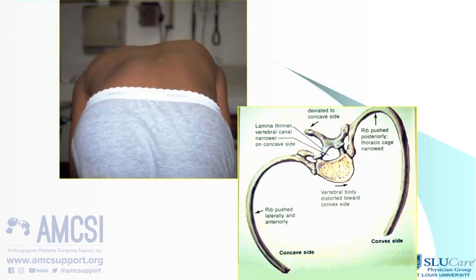So part of what we're doing is trying to untwist the curve. Remember, I showed you that other image before, and I said, well, the spine is rotated. So if you're looking here, this child is bending over. We call this the Adams forward bending test. You can see that the ribs are a little bit higher on her right side than on her left side.